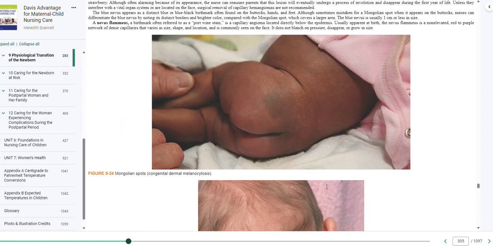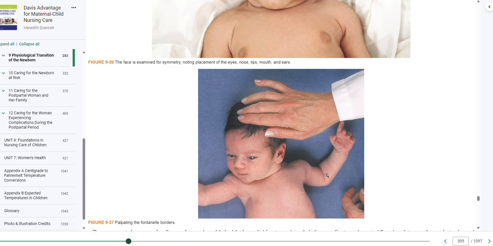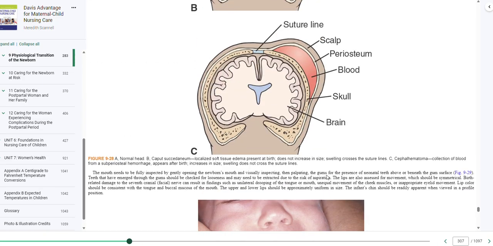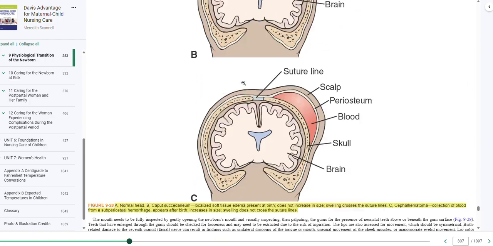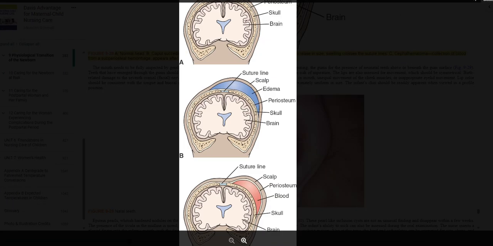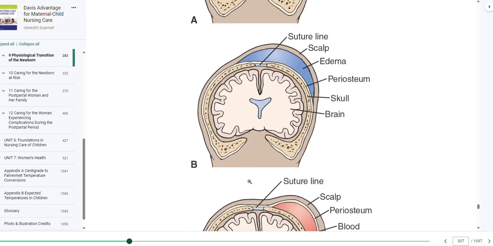This is a wink and a lollipop. You need to know the difference. Know the difference in these right here, especially B and C. Of course, A is normal, but know those terms. Know which one crosses and which one does not cross.